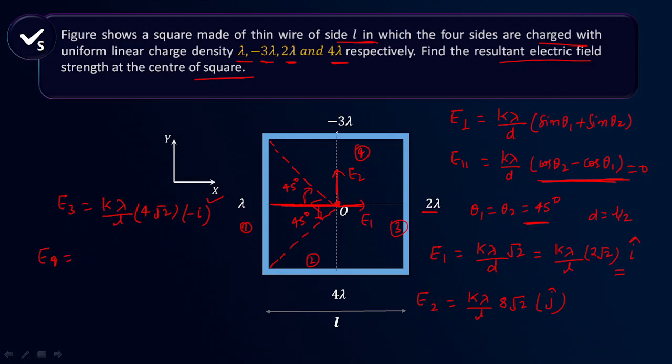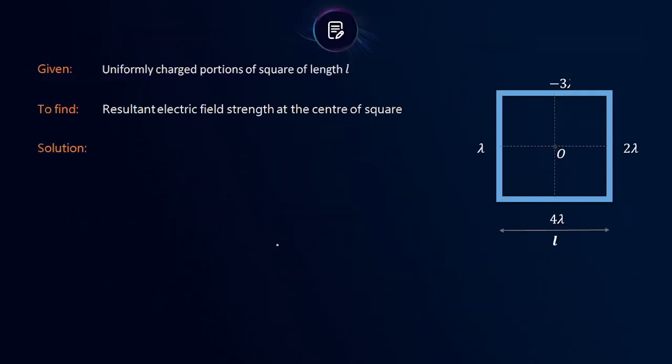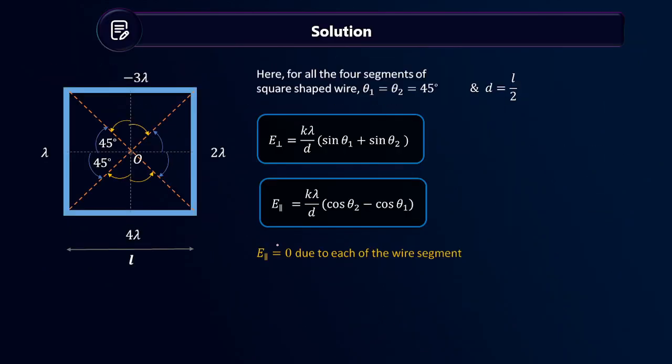Now lambda is how much? Minus 3 lambda. So minus means it is in upward direction only. So k lambda by L, and lambda is 3. So 3 times 6 root 2. Direction is, sorry, j cap, right? And then add all of them. Simple. Clear to all of you?